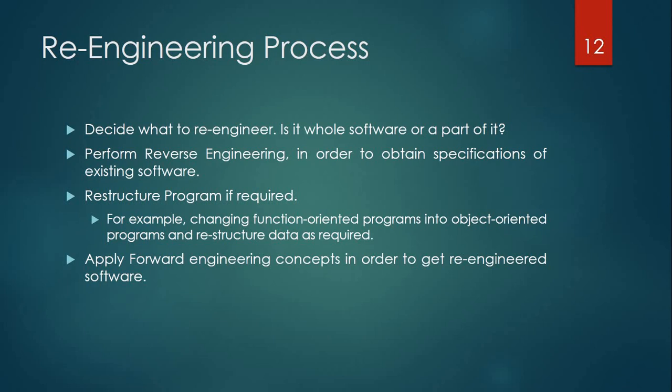Restructure the program if required. For example, changing a function oriented program into an object oriented program, and restructure the data if required. If we are changing a function oriented program to an object oriented program, then we will have to restructure it. Apply forward engineering concepts in order to get the re-engineered software.